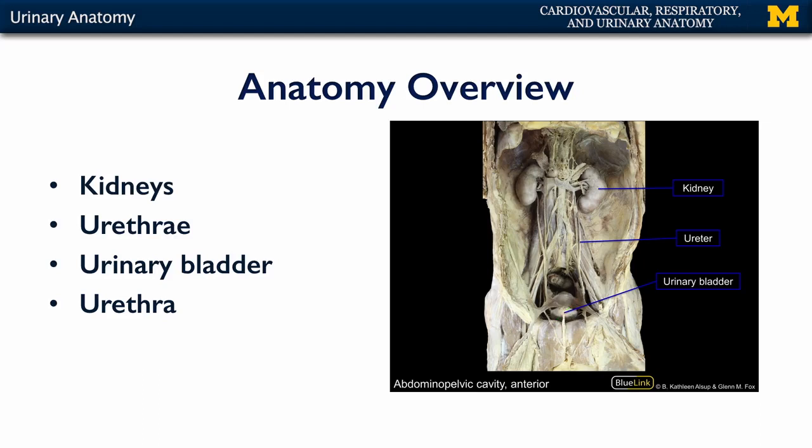So, in summary, for the anatomy of the urinary system, we have kidneys, which feed into ureters, which feed into the urinary bladder, which is evacuated via the urethra.